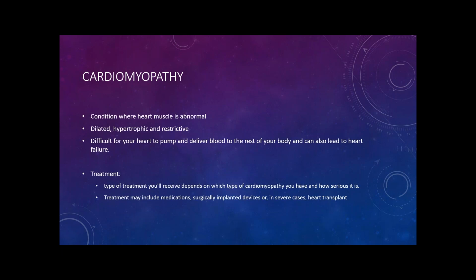Cardiomyopathy. This is a condition where the heart muscle is abnormal. Well, we've been talking about many of those. So heart failure, endocarditis, pericarditis, all of those can lead to cardiomyopathy. There are three kinds: the dilated, the hypertrophic, and the restrictive.